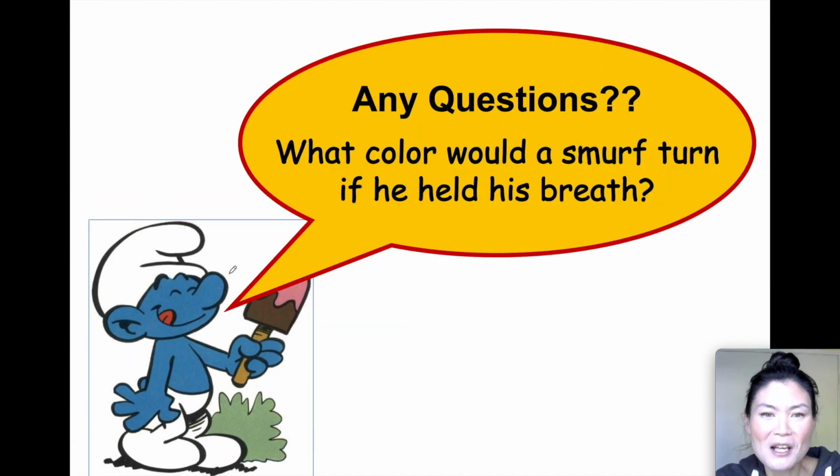Smurfs. Any questions? What color would a Smurf turn if he held his breath? Right? Because you know how when people turn blue when they don't get enough oxygen. So if a Smurf is not getting enough oxygen, what color would they turn?